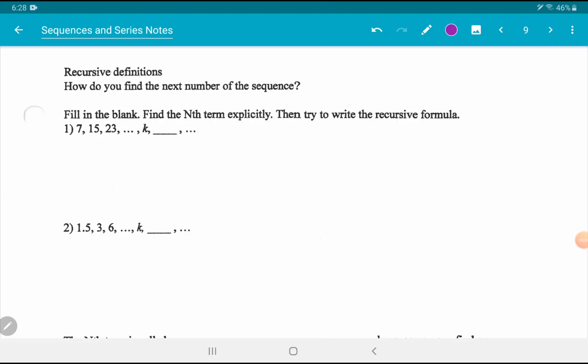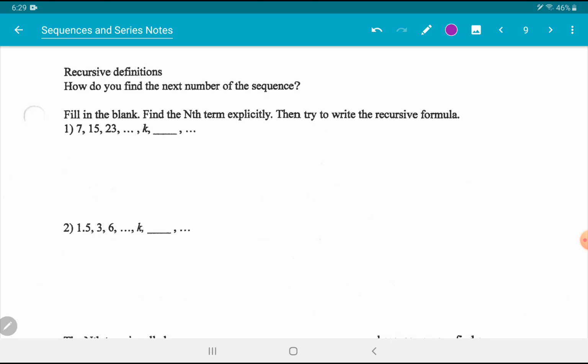Today we're going to be looking at a new kind of formula called the recursive formula. The recursive formula is a little different from what we've done before in that the formula is actually used to find the next number in the sequence given that you know the previous number. Okay, so let's first do a review of what we've done before.